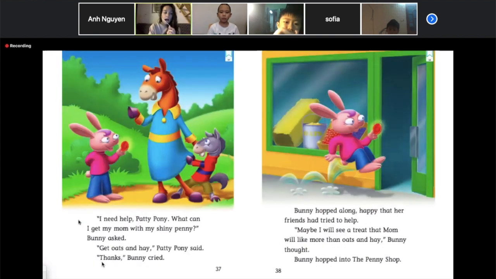I need help, Patty Pony. What can I get my mom with my shiny penny? Bunny asked. Get oats and hay, Patty Pony said. Thanks, Bunny cried. Bunny hopped along, happy that her friends had tried to help. Maybe I will see a treat that Mom will like more than oats and hay, Bunny thought. Bunny hopped into the penny shop.